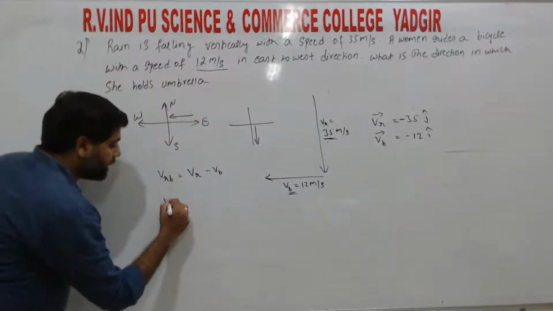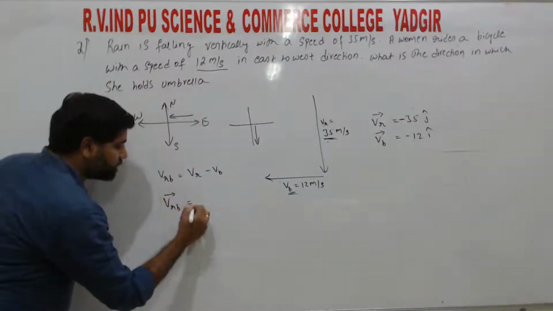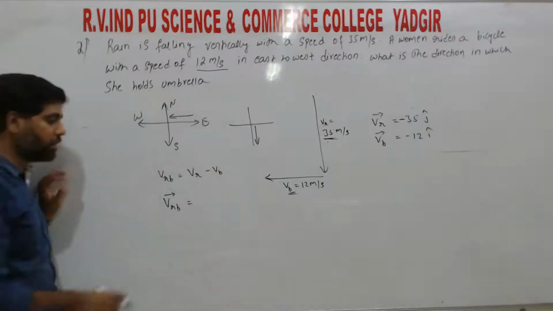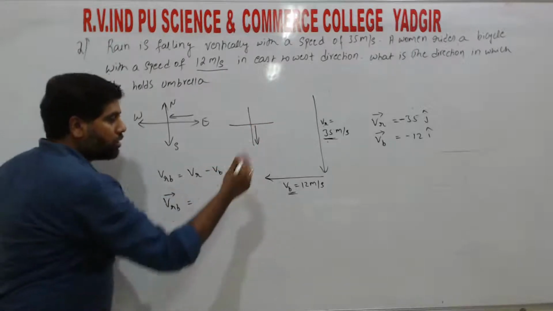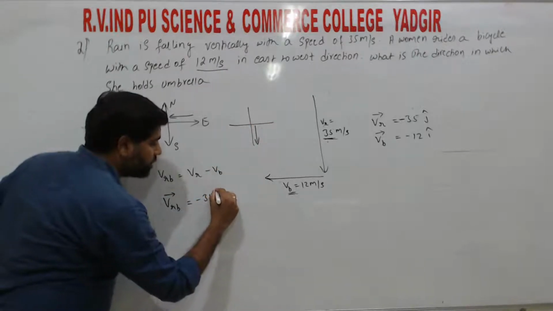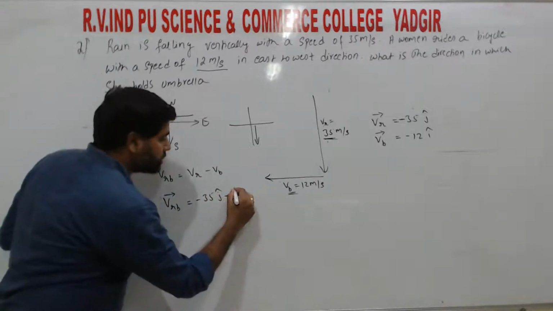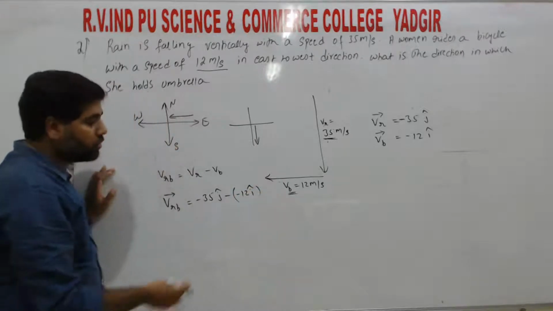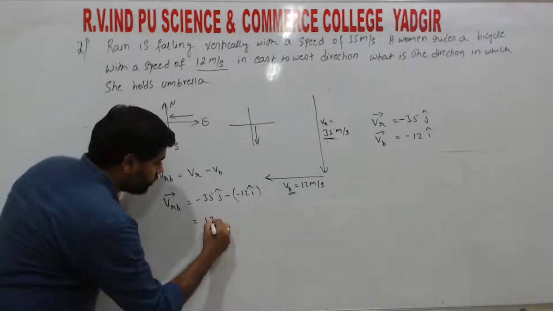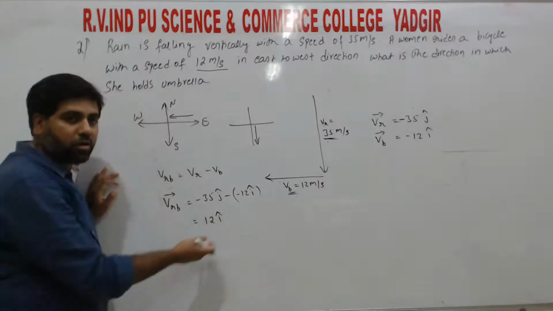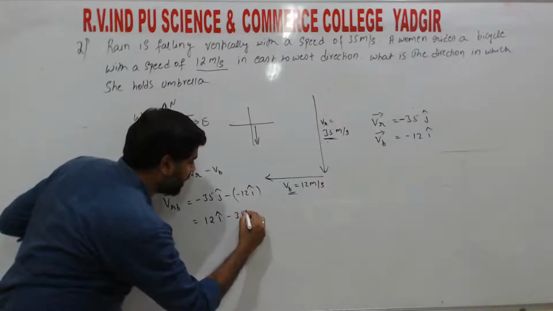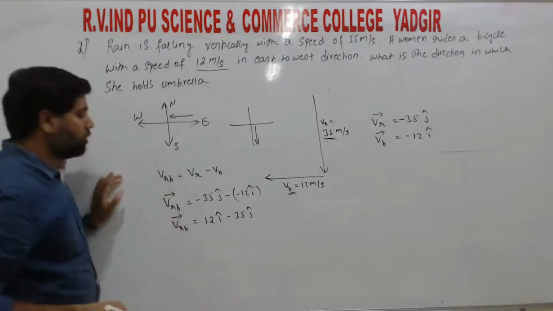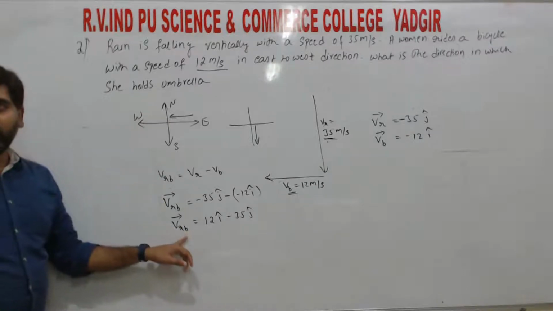Now the relative velocity in terms of vectors, right? Since we are in the vector chapter, we derive this through vectors. So v_rb, in place of v_r we need to write minus 35 j cap, minus of v_b, minus 12 i cap, right? So minus into minus is plus. First we write i cap, that is along the x axis, minus 35 j cap. So this gives the relative velocity of the rain with respect to the bicycle.